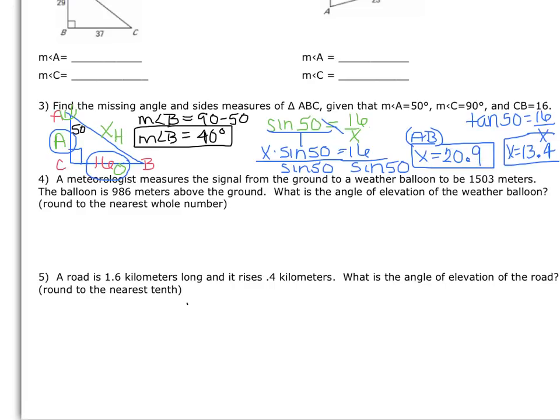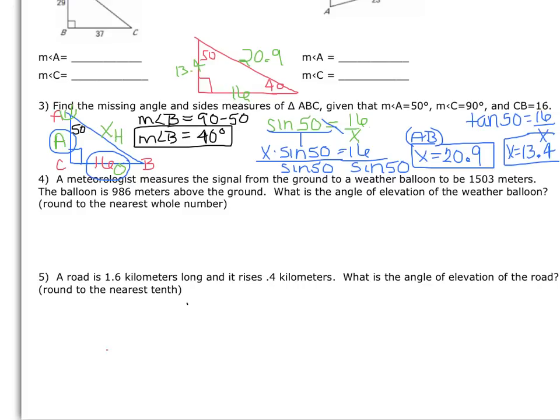Hey, can you check your answer for reasonability? You sure can. So watch. This triangle, what we just figured out, that's 90, this is 50, this is 40. We figured out the side lengths. This is 16, this is 20.9, and this one is 13.4.